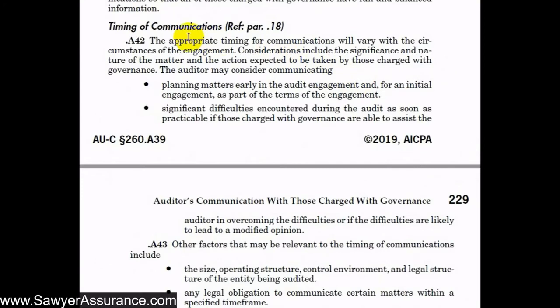And next, regarding the timing of communications. So the appropriate timing for communications will vary with the circumstances of the engagement, and considerations include the significance and nature of the matter and the action expected to be taken by those charged with governance. And of course, this timing is a matter of professional judgment, and we may consider the timing of our communications through the following. We might communicate planning matters early in the audit engagement and, for an initial engagement, as part of the terms of the engagement. And we might communicate significant difficulties encountered during the audit as soon as practical if those charged with governance are able to assist us in overcoming the difficulties, or if the difficulties are likely to lead to a modified opinion.